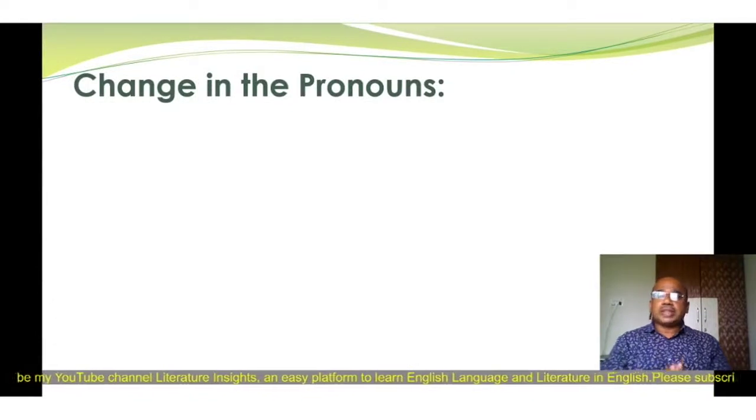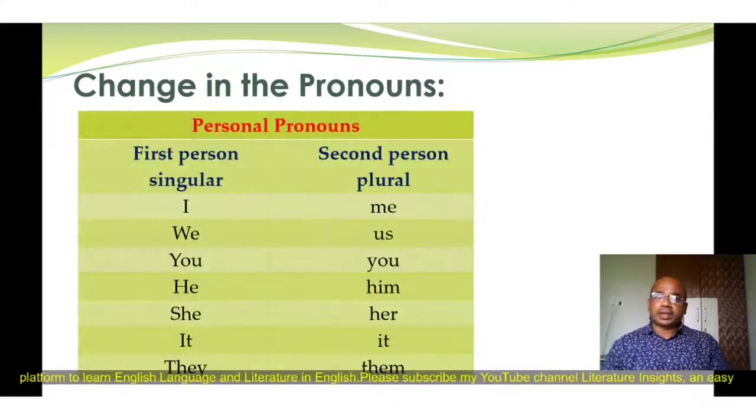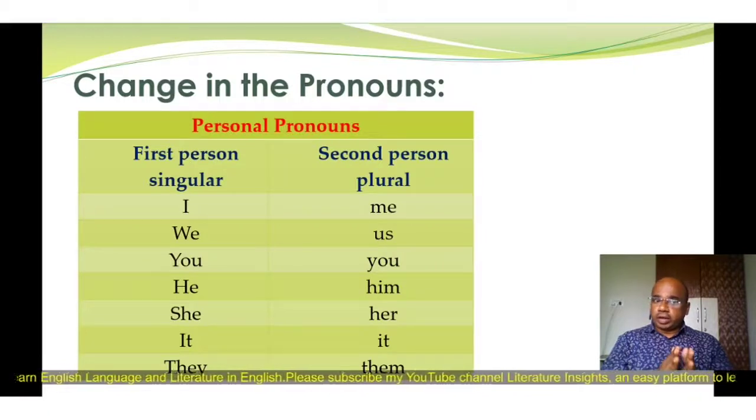Now the next rule is change in the pronouns. It is very important how we change pronouns from active voice to passive voice. Let's see. Here you can see personal pronouns, first person singular and second person plural. It is important that the learner understands which kind of second person plural pronouns is used for first person singular in passive voice. So let's study the table.